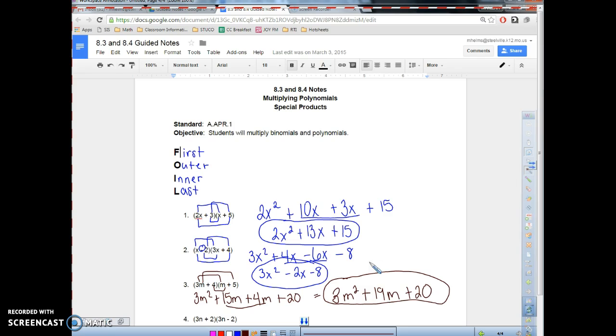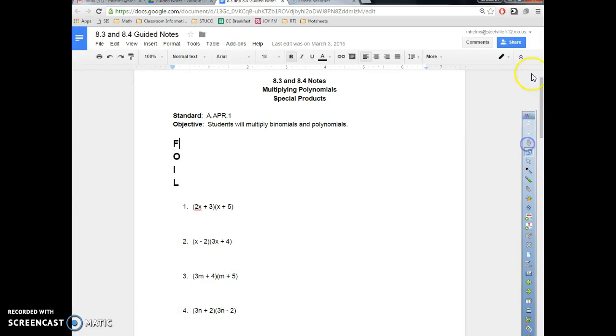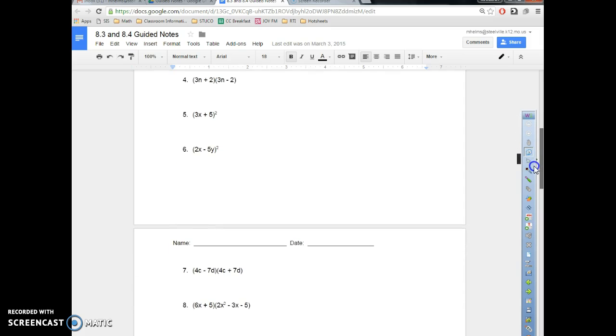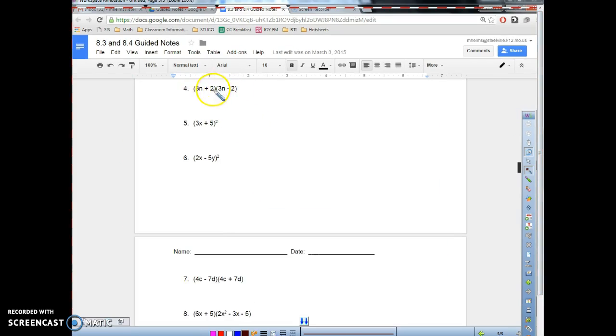Now let's do number 4. If you notice on number 4, these two parentheses are exactly the same, except their signs are different. These are what's called conjugates. Conjugate means they're exactly the same, except their signs are different. So when you FOIL them, something pretty cool happens. So first, 3n times n, so you have 9n squared. Your outer, 3n times negative 2, so you have negative 6n. Your inner, positive 6n. And your last.